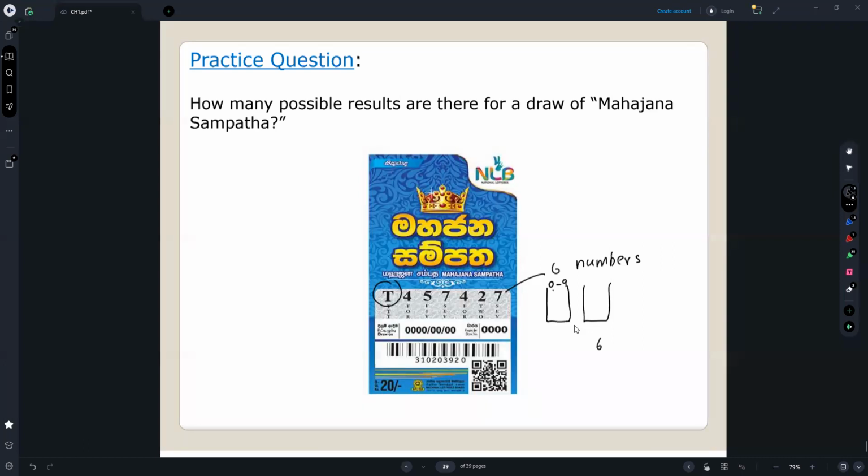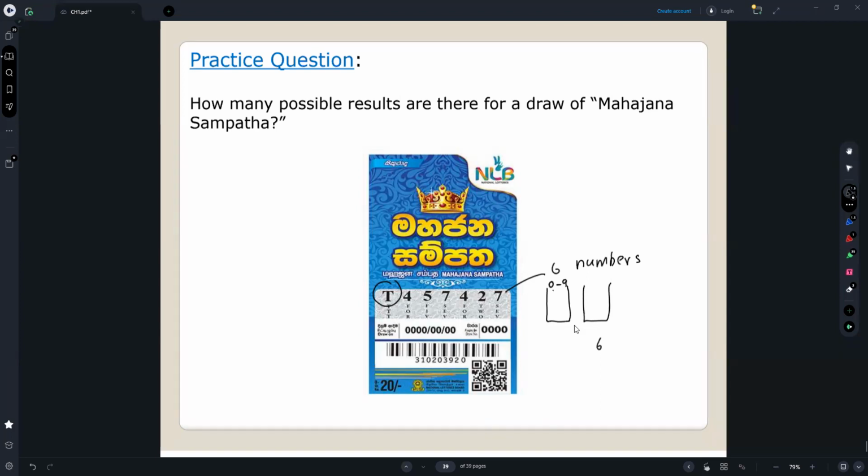And you know only one is the winner, right? So if the lottery board is printing all possible results, how many tickets should they print? I don't know whether they print all the tickets or just a few of them, right? Anyway, you can figure out how many different results can there be for a Mahajana Sampata draw.